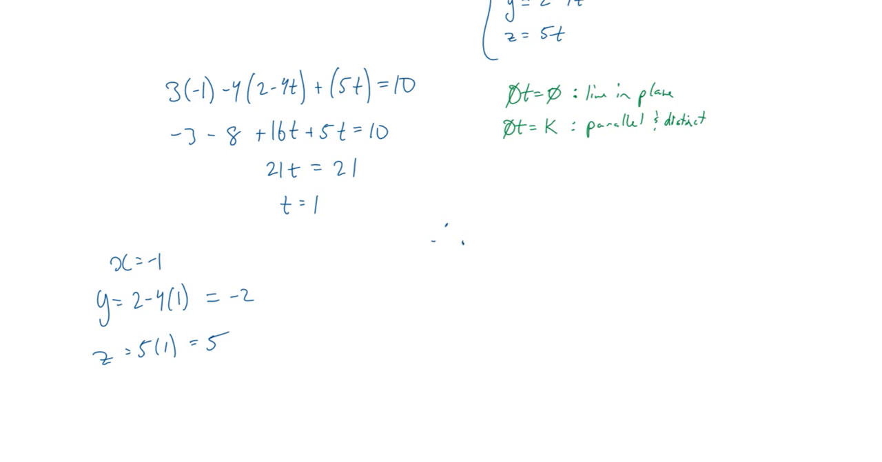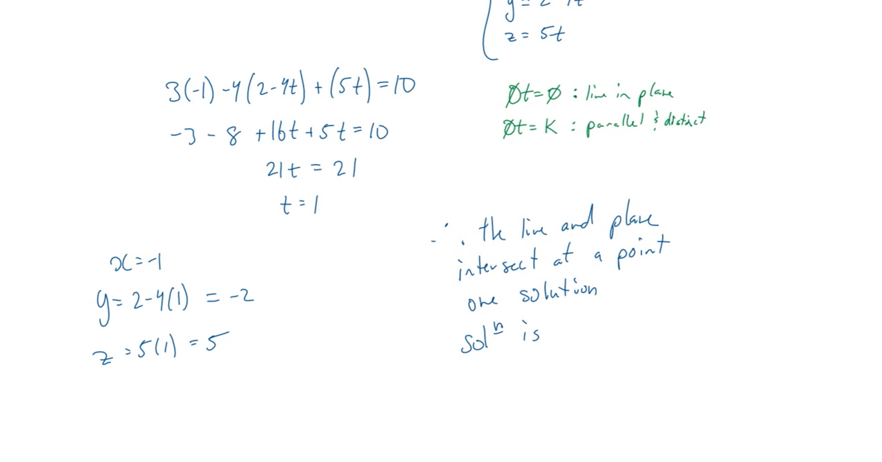Therefore, the line and plane intersect at a point. One solution, and the solution is a point, so negative 1, negative 2, 5. And that's your 3-part statement for that.